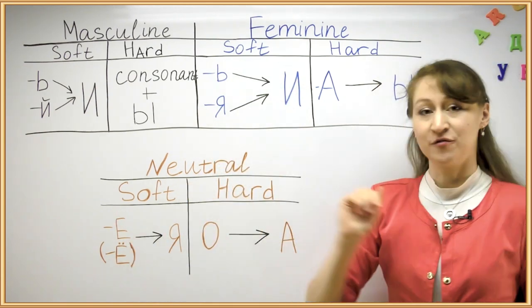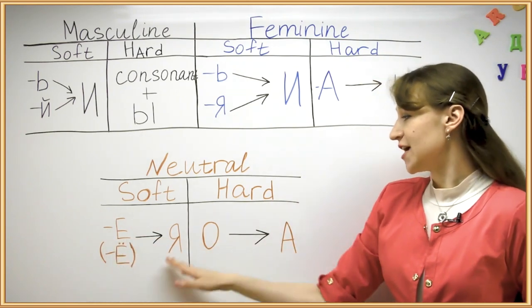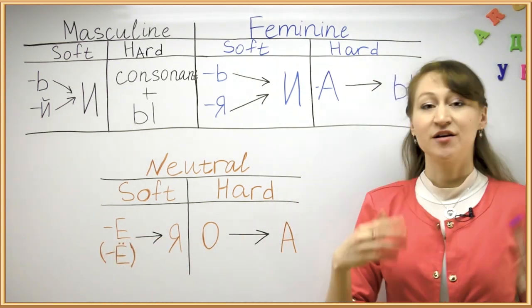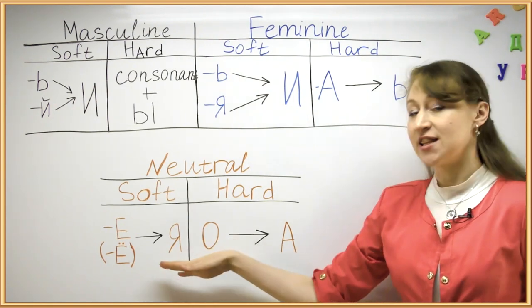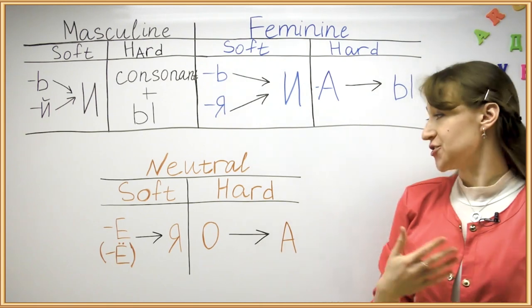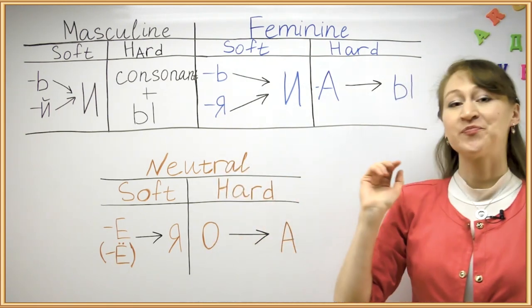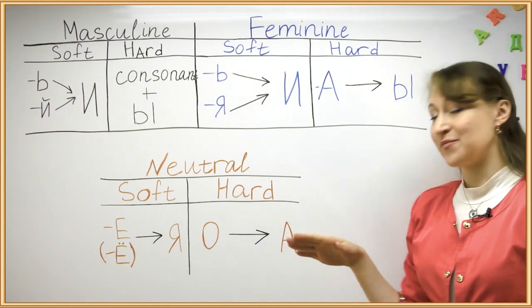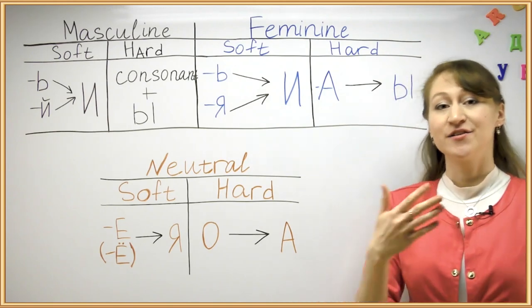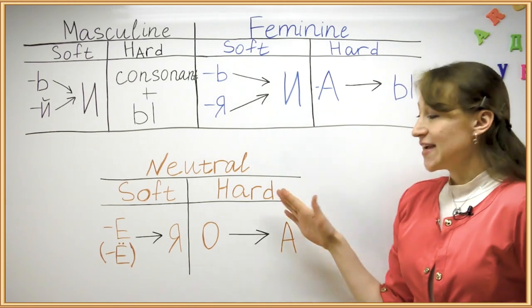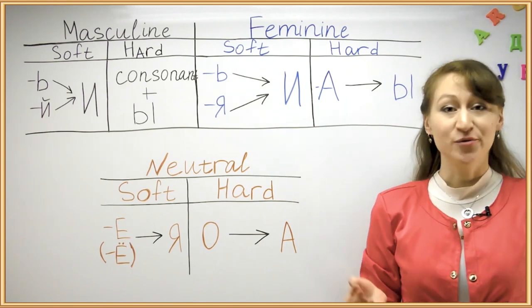Neuter nouns are different from masculine and feminine. In the soft variant, the ending е or ё changes to я. For example, желание, wish, желания, wishes. And hard neuter ending о changes to а. Remember, дело, дела, как дела, things to do. Great, I hope you got it, and now we are moving to irregular endings.